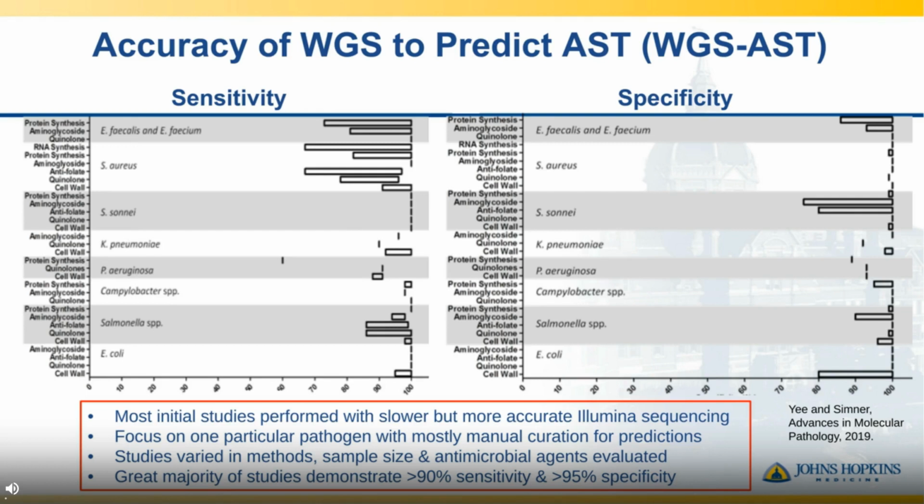And in general, in these initial studies, they were running from 24 to 48 hours before it can even be analyzed. And that does not take into consideration the upfront wet lab work. Most of these studies focus on one particular pathogen with mostly manual curation for predictions. And the studies varied by the methods, the sample size, and the antimicrobial agents evaluated. However, what these studies do show us is that there is a potential to apply whole genome sequencing to predict AST, because the great majority of the studies demonstrate greater than 90% sensitivity and greater than 95% specificity.